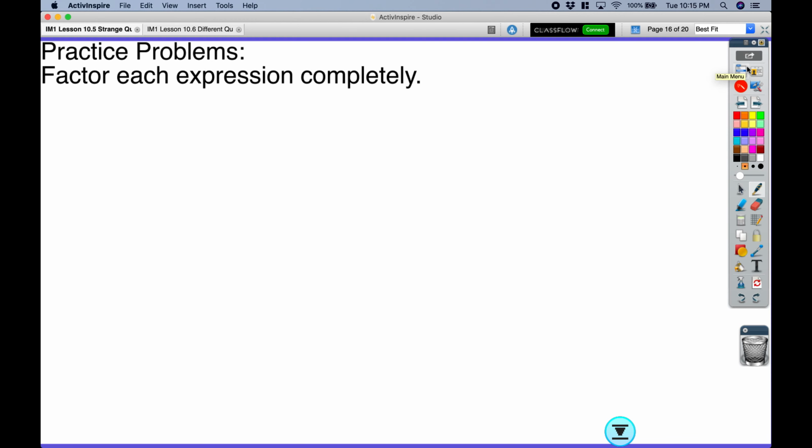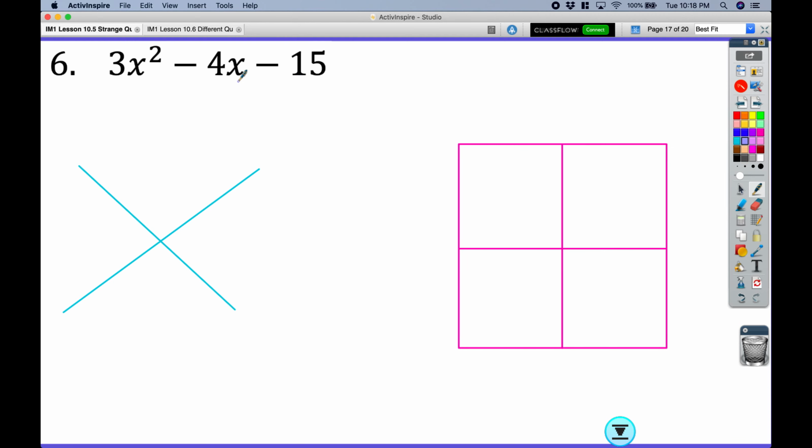So what we're going to do is factor these, but before we do, we're going to see if we can pull anything out. Alright guys, so now what we're going to do is see what multiplies to negative 45 and adds to negative 4. So let's go ahead and look at the factors.